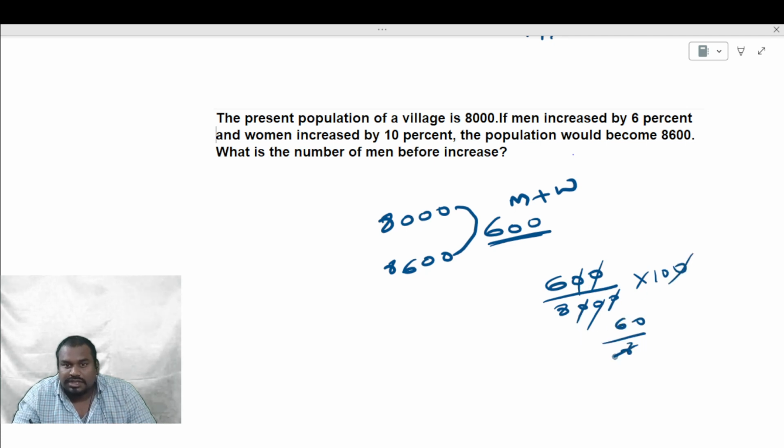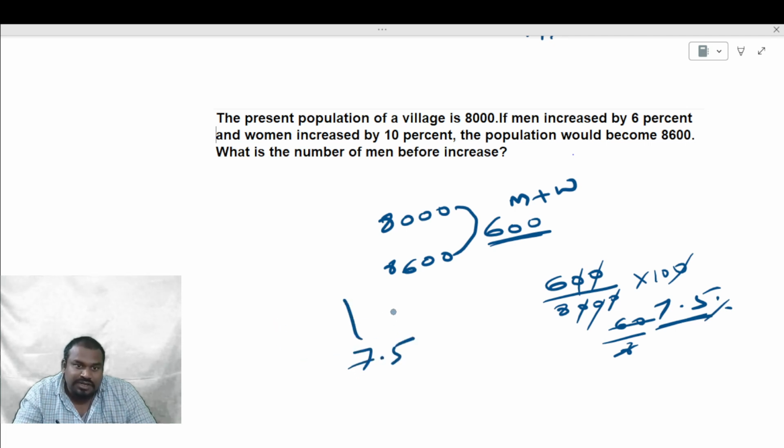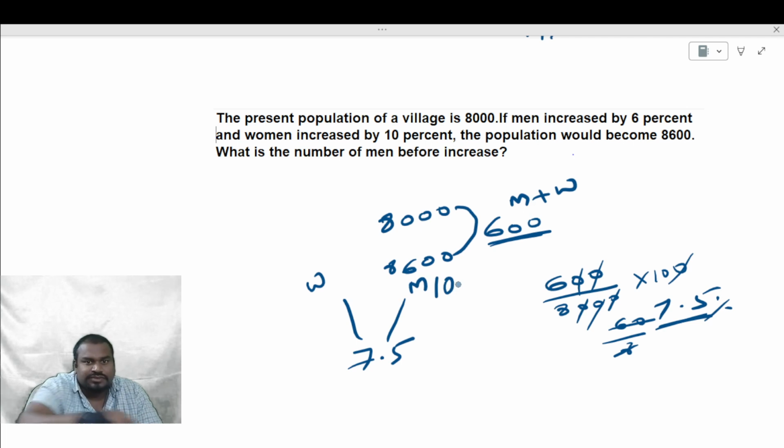60 by 8, then you have 7.5%. So 600 is 7.5%. So as a common increment, 7.5 is the percent. So suppose here 10% is women, and men are how much percent? 6%. So now it became this, so I write it here.